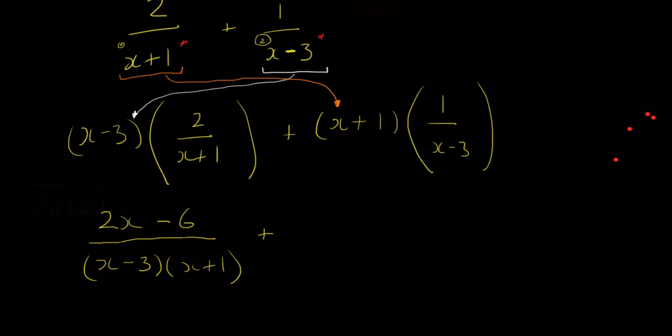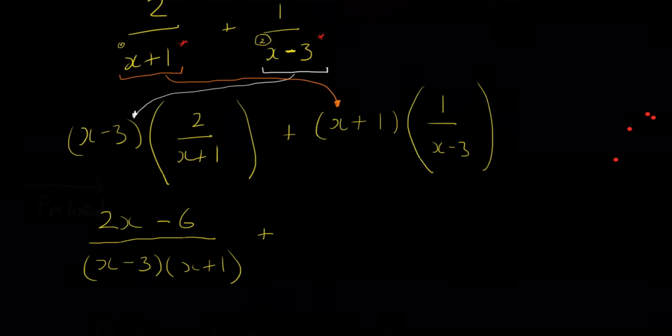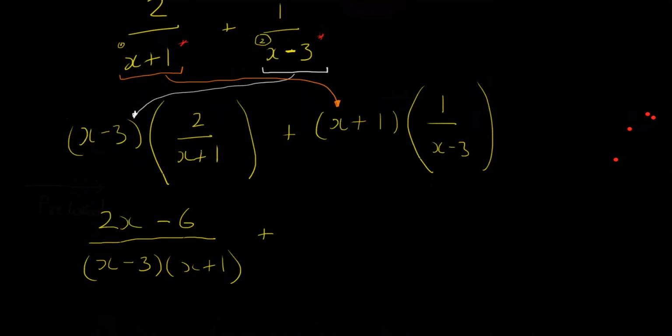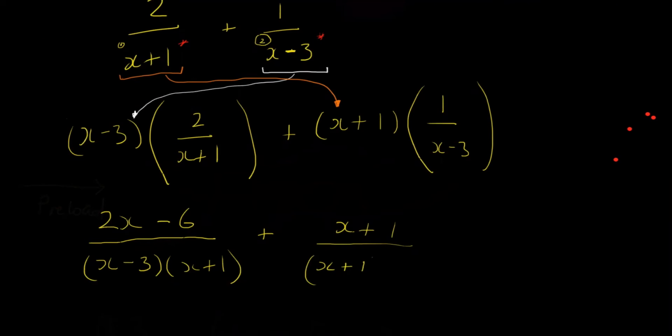Help me out here. What is x plus 1 times 1? It's just x plus 1. That's all it is. What's at the bottom now? Oh, this one's easy. It's x plus 1 in one bracket, and the other bracket is going to be x minus 3.